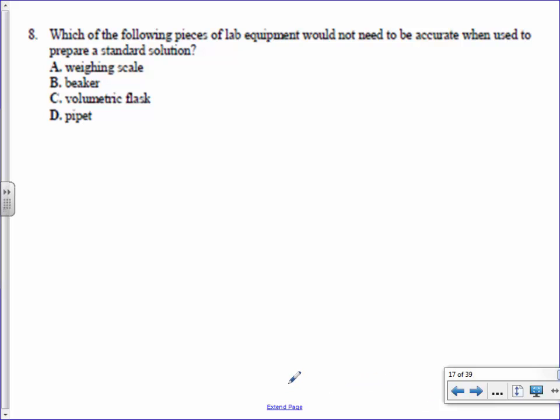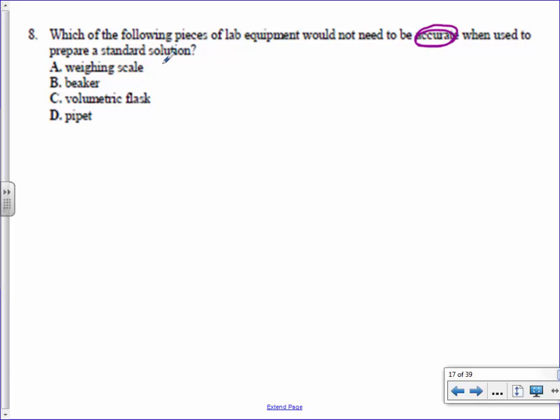Okay, lab type question. This is the key word here. I want to talk about the word accurate. What does accuracy mean? Yeah, using it correctly. If you're using a piece of lab equipment correctly, that contributes to its accuracy. If there is a line on a piece of lab equipment and you go past that line, you've used it incorrectly. Does that make sense?